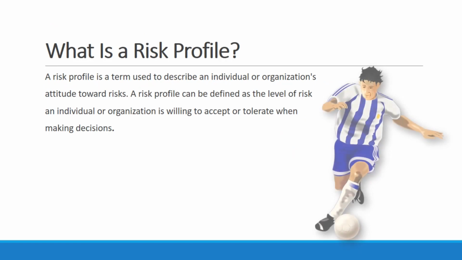We will continue with risk by understanding what is risk profile. Before understanding risk management, the concept of risk profile should be cleared. A risk profile is a term used to describe an individual or organization's attitude toward risks. A risk profile can be defined as the level of risk an individual or organization is willing to accept or tolerate when making decisions. The risk profile may be of different types, and we will learn it in the next slide.